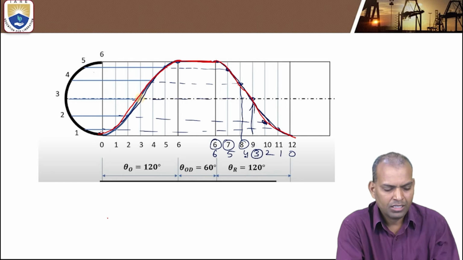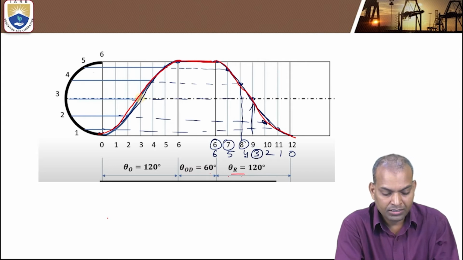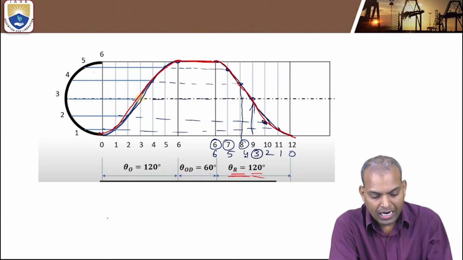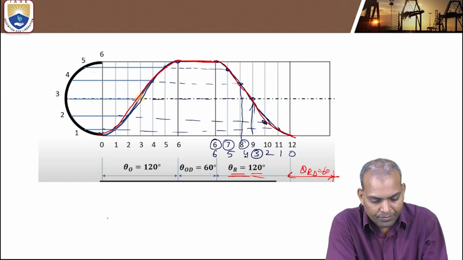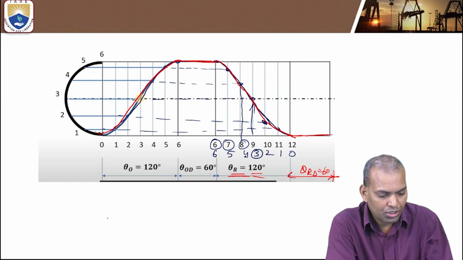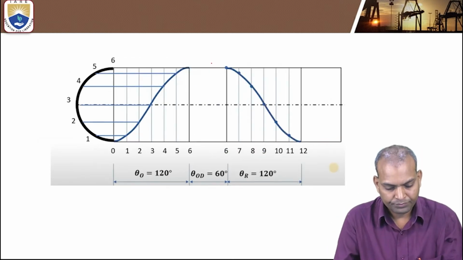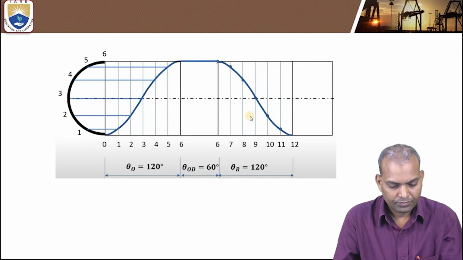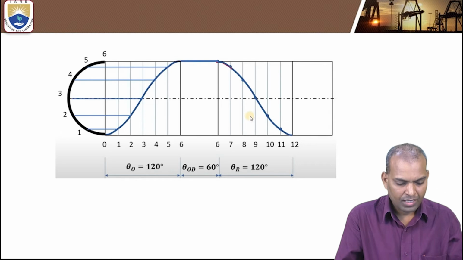At what angles? The angle of outward stroke is 120 degrees. The angle of outward dwell is 60 degrees. The angle of return stroke is 120 degrees. And the remaining is a dwell. How much is it? 60 degrees. Then what will the curve be? It is constant. This is the shape of the curve. After getting this shape, it's very simple. Then we have to go for drawing the cam profile.